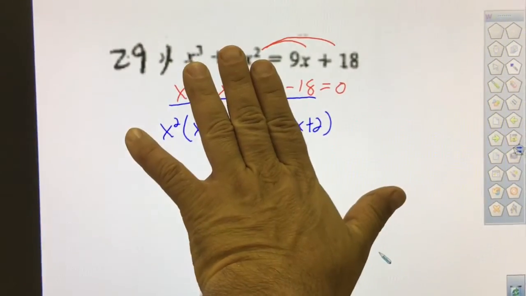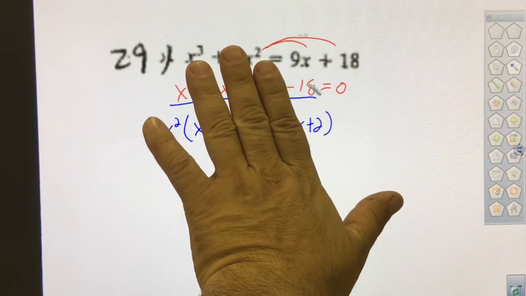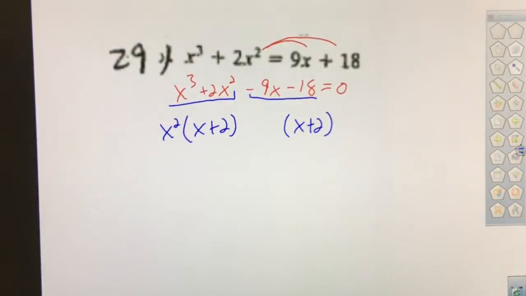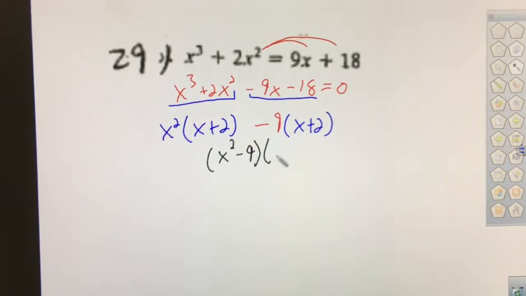Now if I come in and hide that back end, everything up front, and just look at the back end, what's negative 18 divided by 2, and that's going to give me a negative 9. And that's the number that goes out front. Notice I could have pulled a negative 9 out of that. Now I'm going to factor it one more time. So that gives me x squared minus 9 times x plus 2.